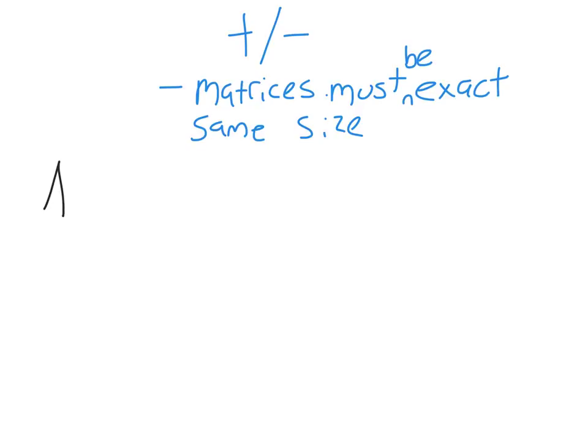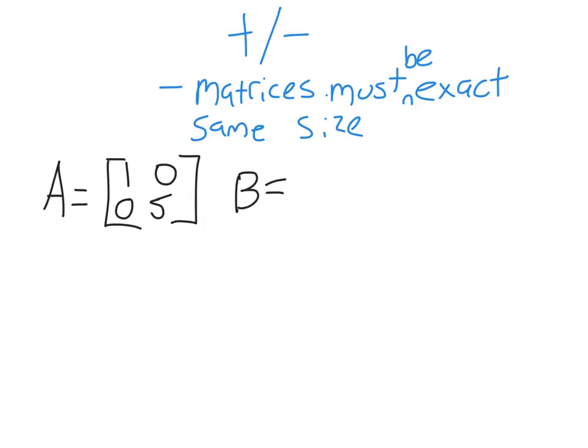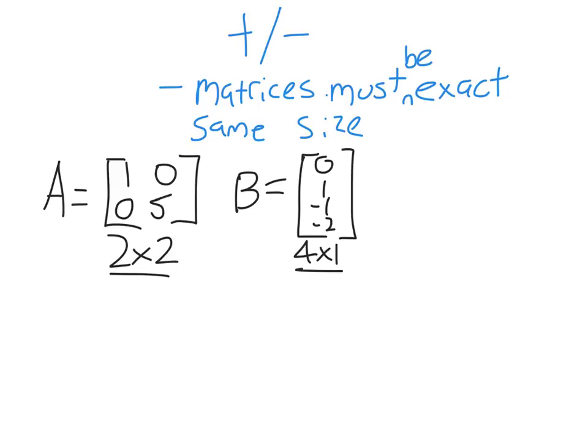So for example, let's say A equals a 2 by 2 matrix: 1, 0, 0, 5. And let's say B, I'm going to make it a column matrix, 1 column: 0, 1, minus 1, minus 2. Now, even though A and B have the same number of elements, A is a 2 by 2, B is a 4 by 1. So they are not the same size matrix. So I could not add these together. So if I have a matrix C, I'm going to make it a 2 by 2 as well.